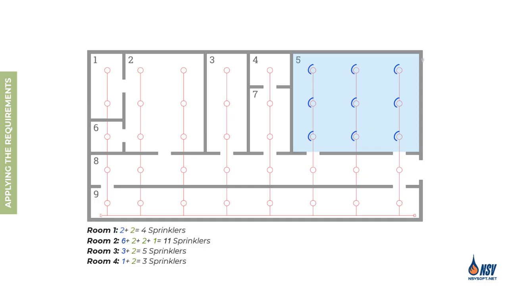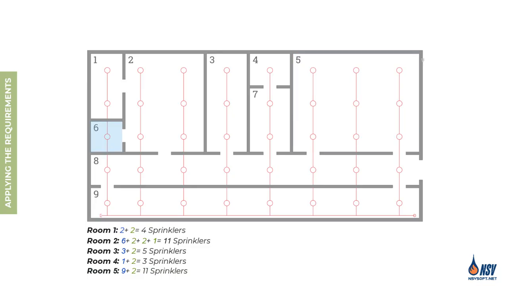Room 5 has 9 sprinklers and 2 openings, both leading to room 8. When multiple openings lead to the same communicating space, we add only 2 sprinklers from that space. In this example, we select the 2 sprinklers that create the greatest hydraulic demand. Therefore, room 5 requires a total of 11 sprinklers.